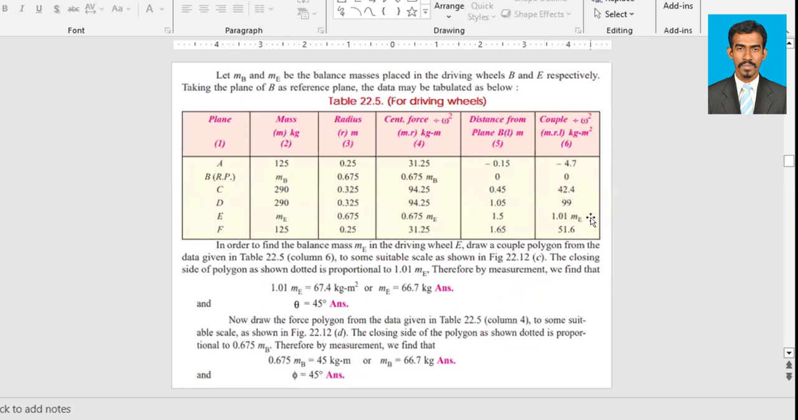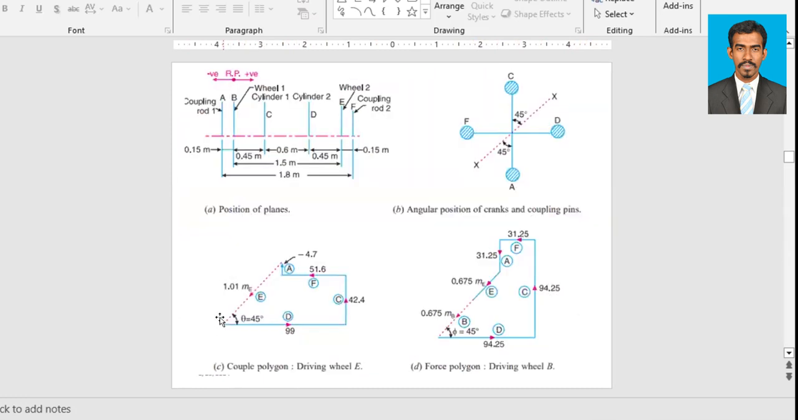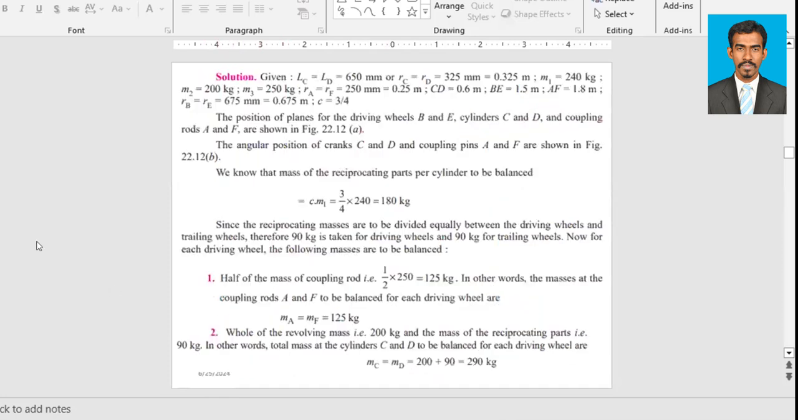So we are left with 1.01 m_E. We'll join our last point and first point with a line. This line will complete the couple polygon as well as help you solve the numerical. Now we can measure this length, and this length will give you some value. So 1.01 m_E is equal to this length. So m_E will be equal to AO upon 1.01.